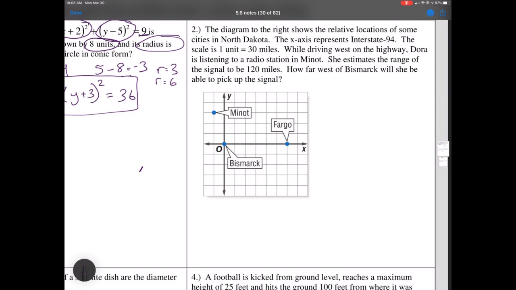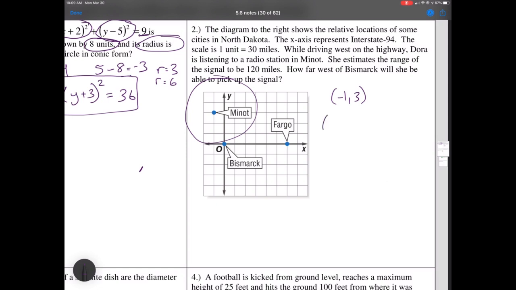First thing I want you to realize is what type of conic section you're actually dealing with in this type of problem. Because we're talking about a radio station projecting a signal, and it says she estimates the range of the signal to be 120 miles, this has to be a circle, with Minot being our center point. So that's what we're looking at. So (−1, 3) is our center point, because that's where the radio station is.